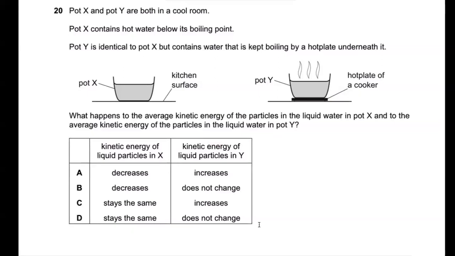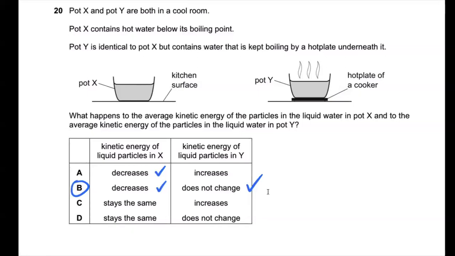For X, what would happen? There's not a state change happening here, right? It's not boiling, unlike Y. But we know that evaporation would consistently be happening because this is a liquid, right? So the kinetic energy would definitely be decreasing. What about the kinetic energy for particles in Y? Well, because this is a state change, we know that temperature stays constant, right? So if temperature stays constant, this also means kinetic energy stays constant. So this is B.